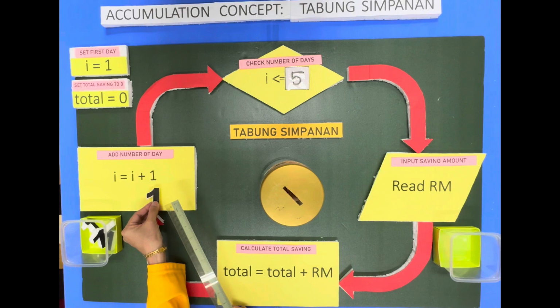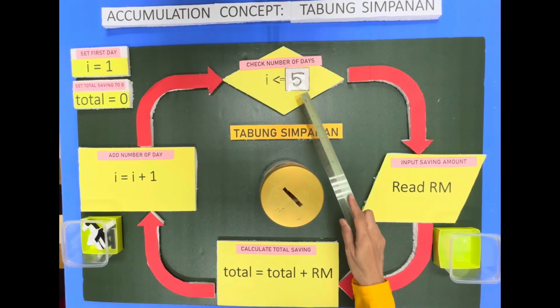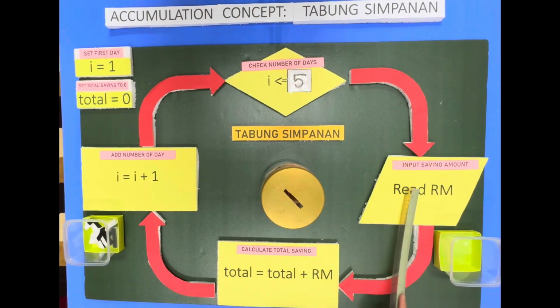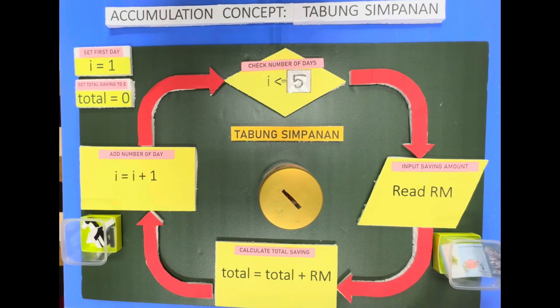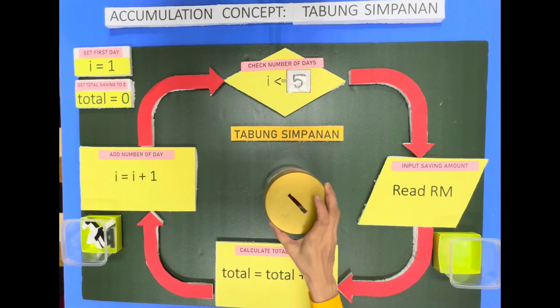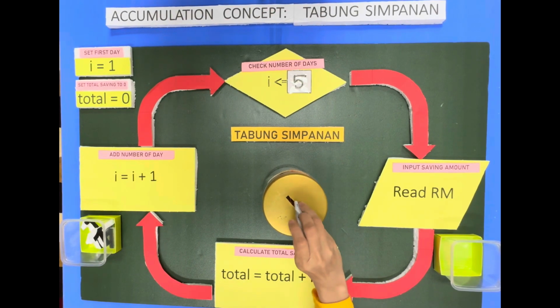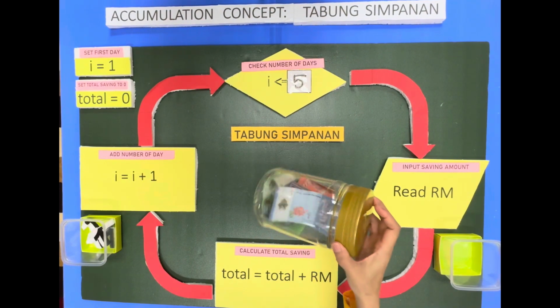We add 1, so now it is the 5th day. Then we check again the number of days. 5 is less than or equal to 5. Equal to 5, so it's true. So we make another saving. For the 5th day it is 1 ringgit. And then we total up again. We accumulate. The total inside the tabung is 165 ringgit, plus another RM 1 ringgit. We put it inside the tabung. So our total will be 166 ringgit.